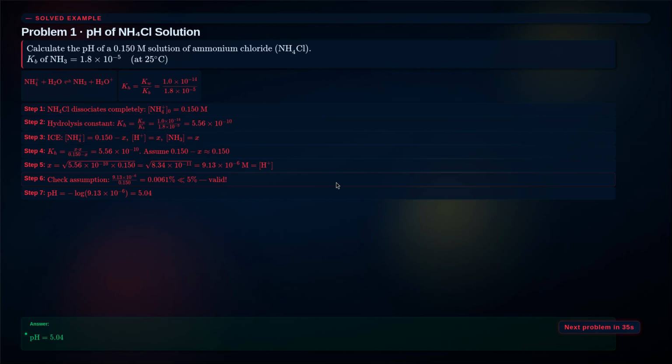Step 6. Check the approximation. 9.13 times 10 to the negative 6 divided by 0.150 is 0.0061%, much less than 5%, so the approximation is valid. Step 7. pH equals negative log of 9.13 times 10 to the negative 6, which equals 5.04. The final answer is pH equals 5.04.